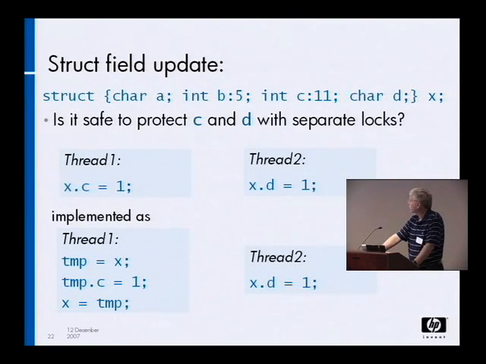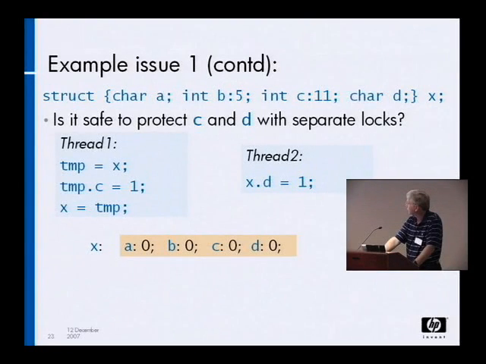On the other hand, the character field update in the other thread is implemented simply as a byte store. So that's fine and uncontroversial. It's the bit field update there in thread 1 that's controversial. And as I suspect most of you already realize, this isn't going to work. So we can actually step through this here quickly.